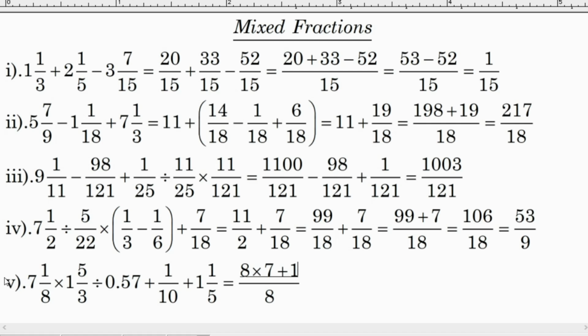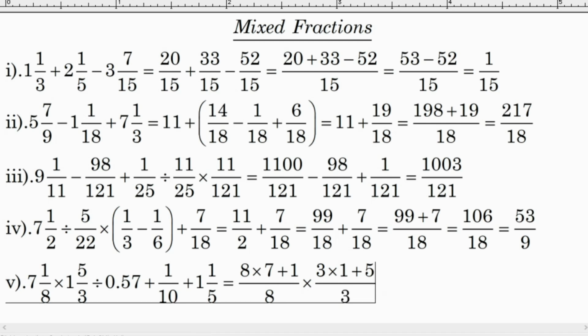And then plus 1. Plus 1 here. Okay. And then multiply with, we also have to turn this number to a normal fraction, which is 3 times 1 plus 5 divided by 3. Okay, and then divide by. So what can we do here? It is a decimal number. So we have to turn the decimal number to a fraction.